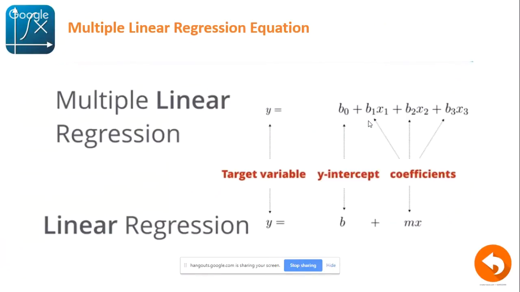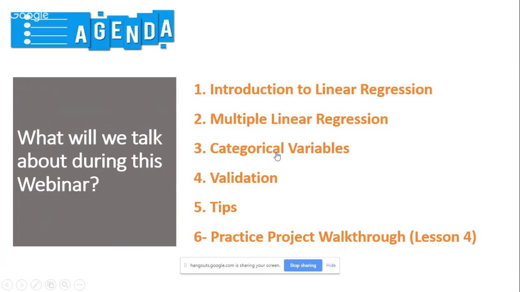So what will happen to our equation if we add more variables to it? It will be like this. Y is still the target variable, B0 is the intercept or the baseline value. B1, B2, B3 are the coefficients of x1, x2, x3, and so on. Now let's move to the next topic. Categorical variables.